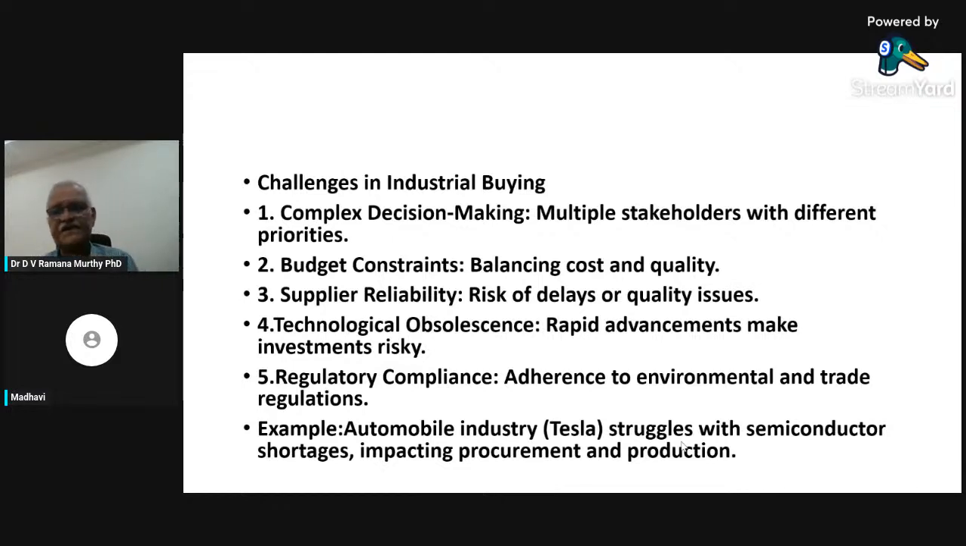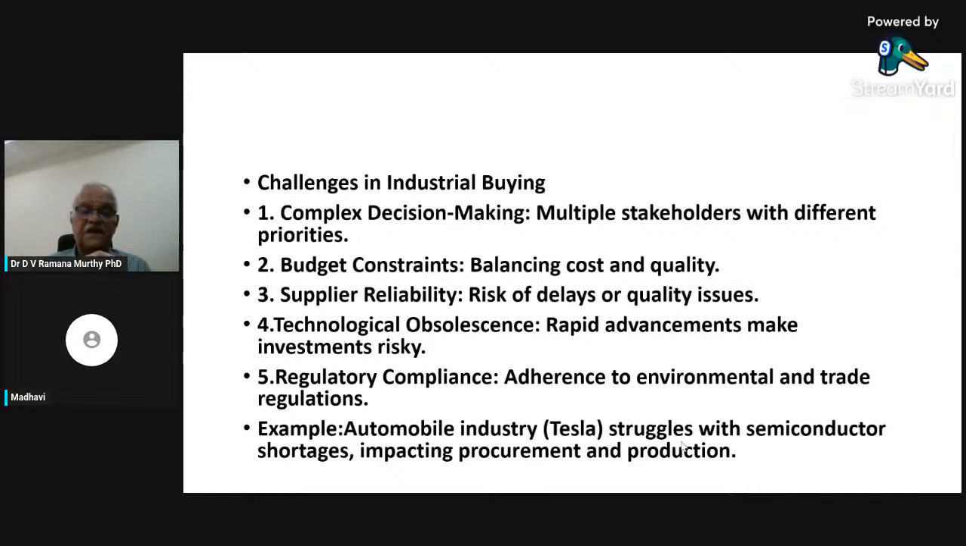Second one is budget constraint. Of course, for consumer buying also there's a budget constraint, but you can move this way, that way. There's a leeway in consumer buying. But in the case of a company, balancing cost and quality becomes a big thing, because what if you buy quality supplies and then you are manufacturing a product, it becomes costly, and you have to price that product at a higher price in the market. Suppose for any reason yours is not a competitive price, you lose the market for your final product. So that's another important thing for raw materials and supplies.